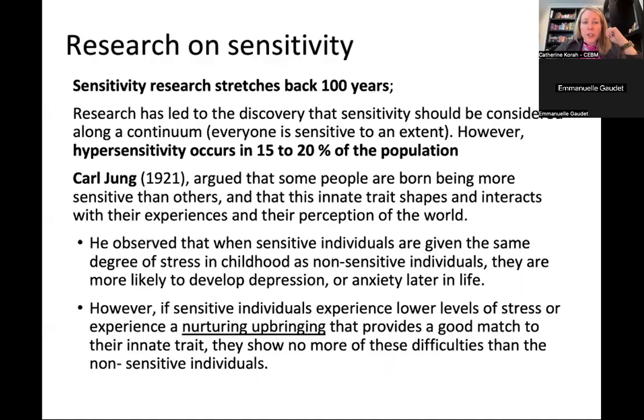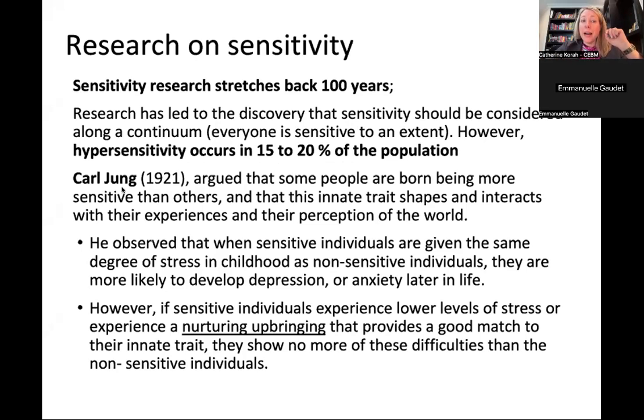There is some research that has been done that stretches back 100 years and more. They used to call it sensitivity or hypersensitivity. And so research has led to discover that sensitivity should be considered along a continuum, and that everybody can be sensitive to some extent, but that some tend to be more hypersensitive or hyposensitive. We're going to look at that in a minute. And so our hypersensitive individuals are statistically equivalent to about 15 to 20% of our population.